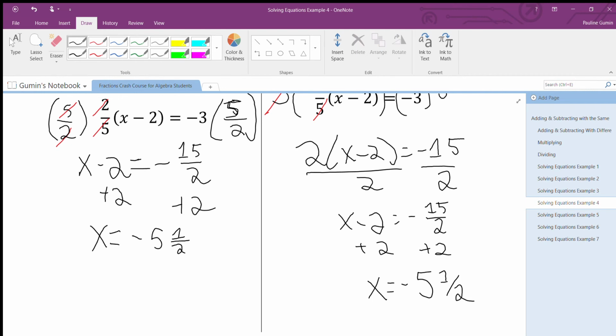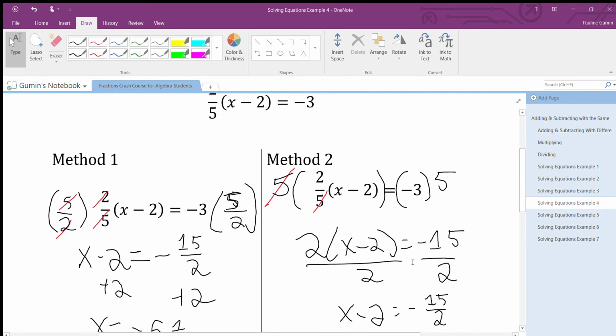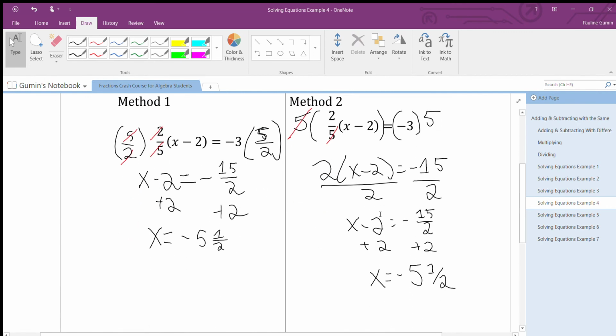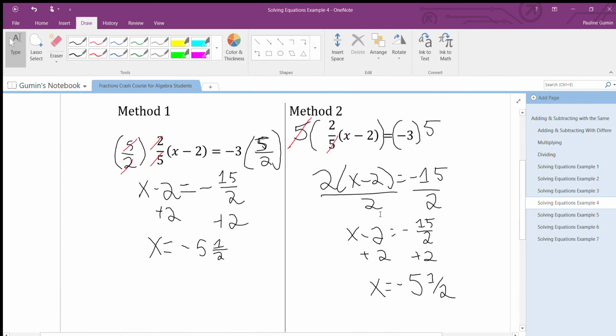All right, so not that different of a method here. The second method has an extra step to it, but if that is a method that you want to just keep doing, get rid of the fraction, that's the way you would do most of your problems. Keep doing it that way so you don't confuse yourself.